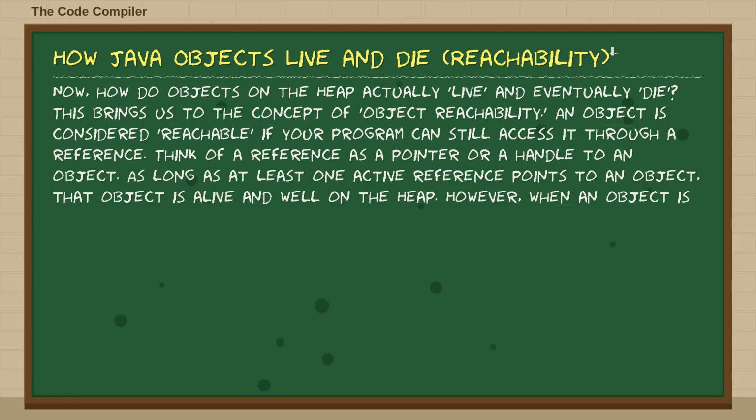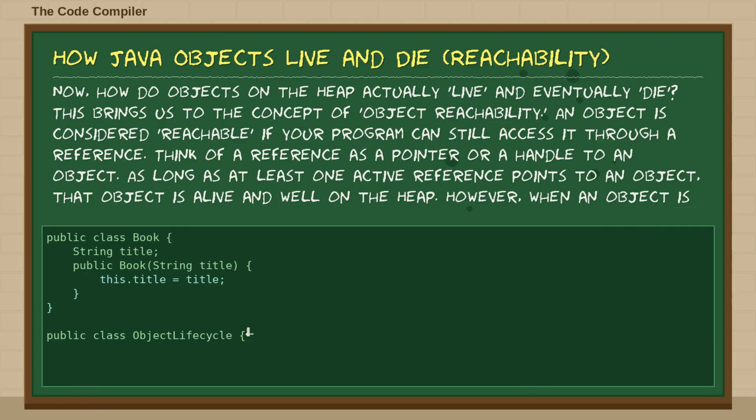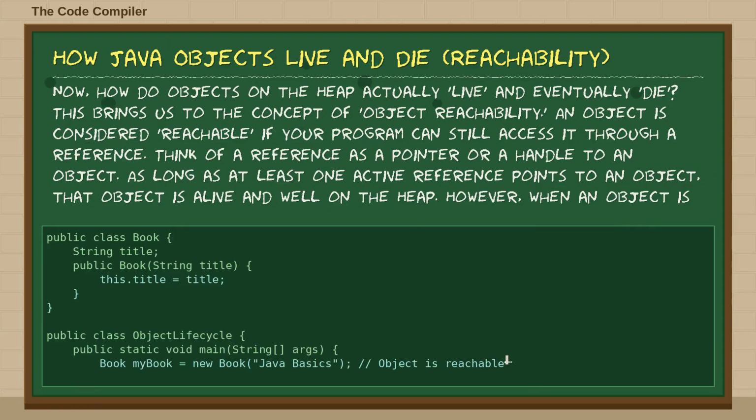It is like having a book on a shelf, but no one has the key to the shelf anymore. The book is still there, but no one can get to it. Once an object is unreachable, it is a candidate for what we call garbage collection. This is a very important concept for understanding how Java automatically manages memory. In our example, when we set myObject equal to null, the original object it pointed to becomes unreachable if no other reference points to it.